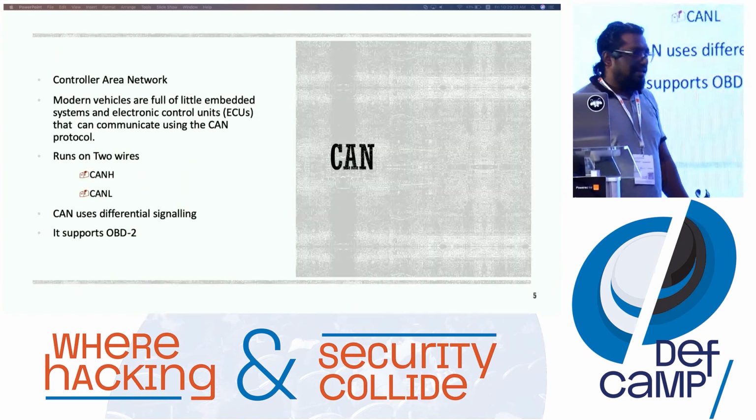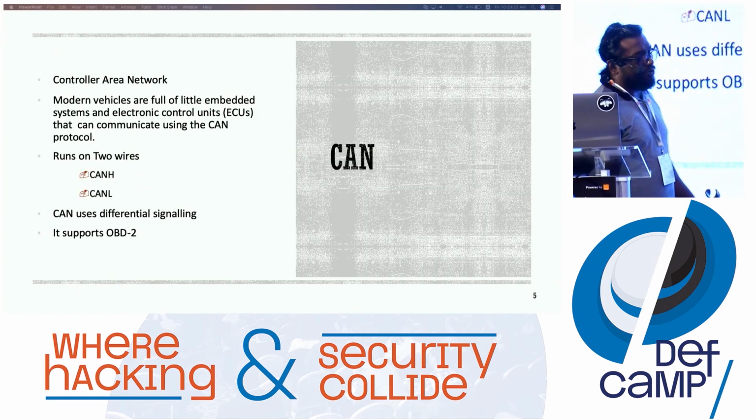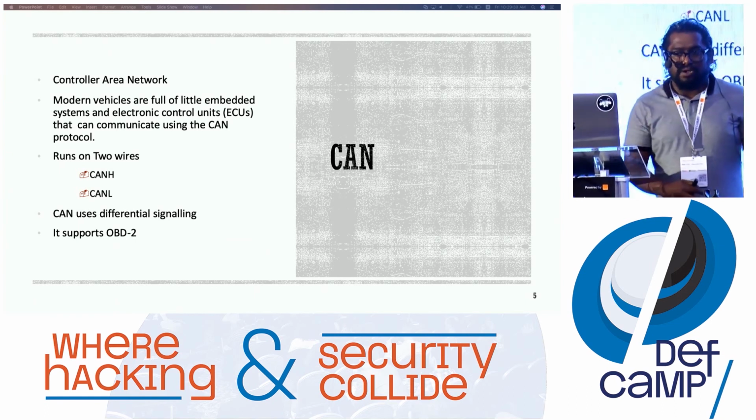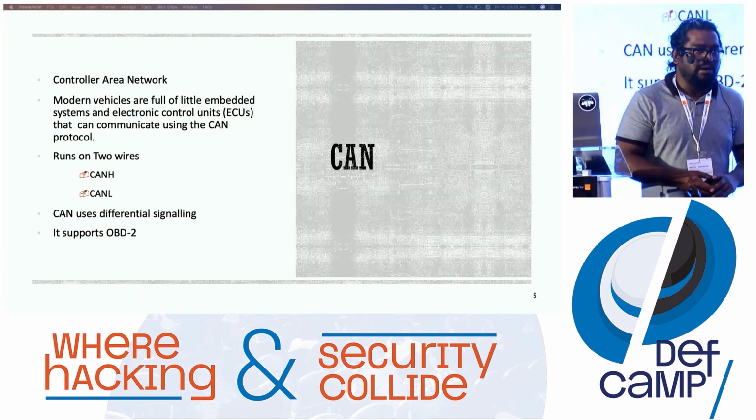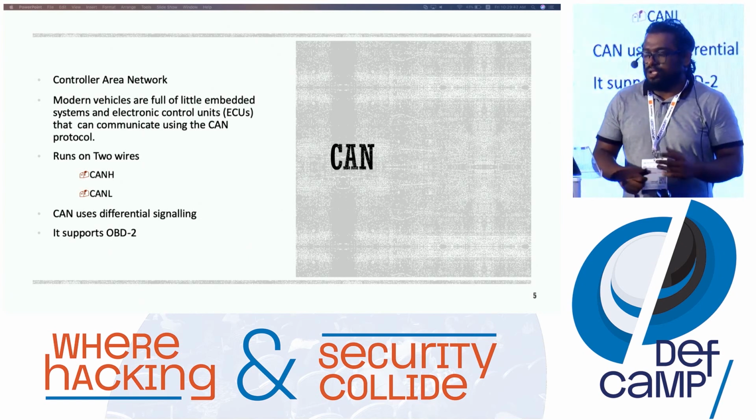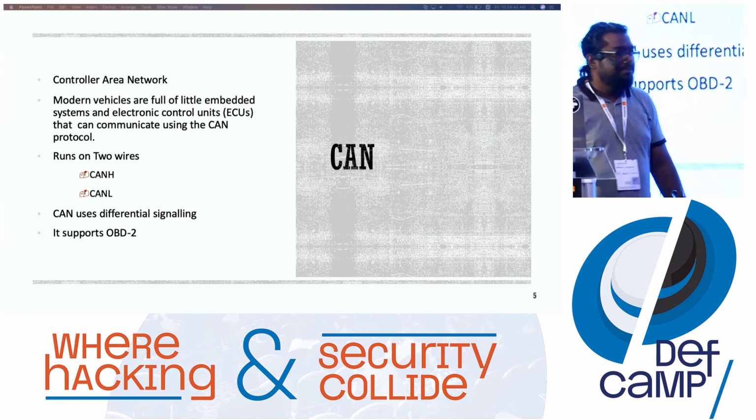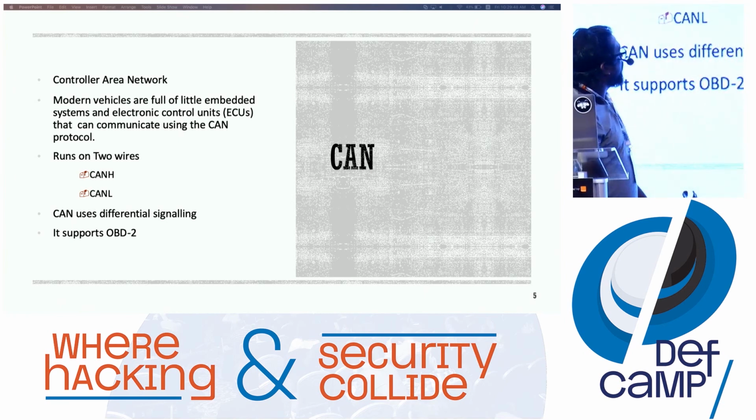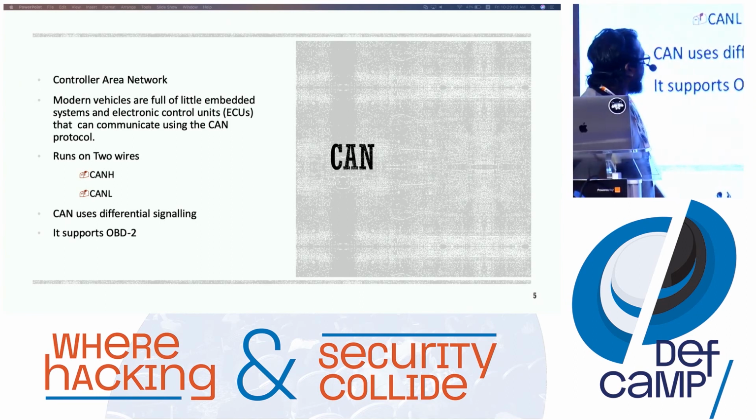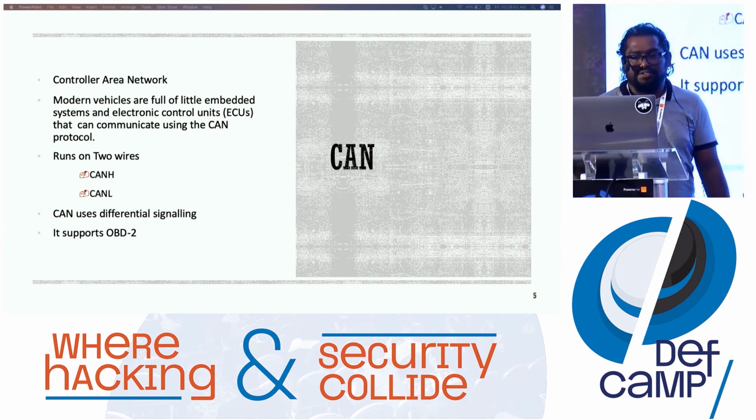So what exactly is CAN? CAN is nothing but a controller area network. It's a modern communication protocol used in vehicles, or rather in transportation. It's a two-wire protocol, CAN high and CAN low, and it uses differential signaling.